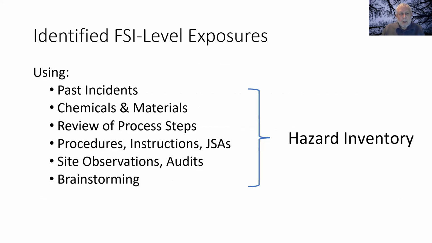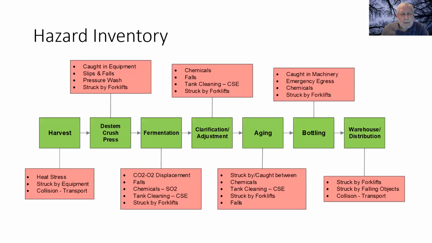But now they come up with this hazard inventory. And they're calling these all FSI level exposures, all fatality, serious injury level exposures. And they use past incidents, chemicals and materials, review of process steps, procedures, instructions, job safety analyses, site observations, audits, and brainstorming. Brainstorming is kind of fun sometimes, together with a bunch of people, just throw out ideas. And that's what they come up with for the hazard inventory, I guess. I've never seen this done before.